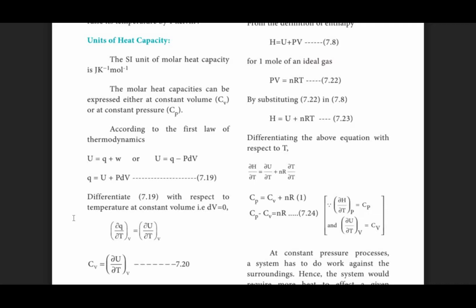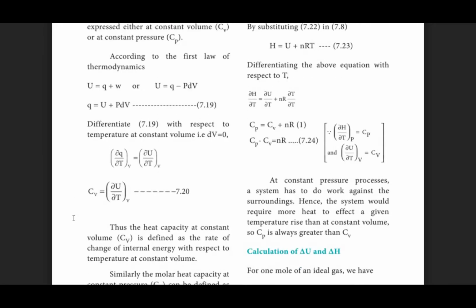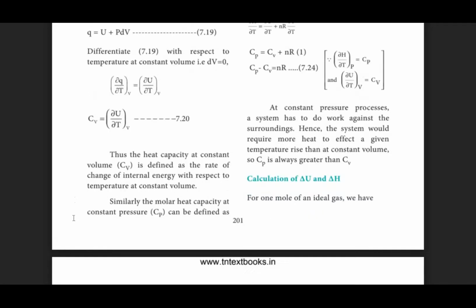So Cp is equal to Cv plus nR. Otherwise, Cp minus Cv is equal to nR. At constant pressure process, a system has to do work against the surroundings. Hence, the system would require a greater temperature rise than at constant volume. So, Cp is always greater than Cv.